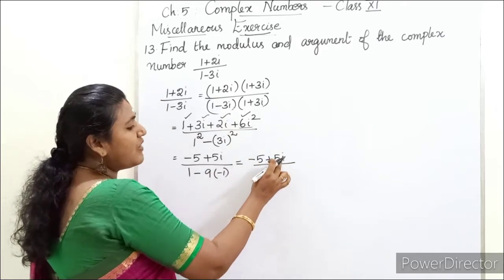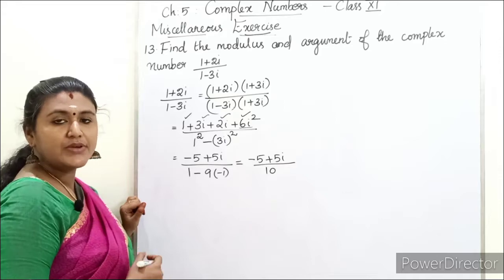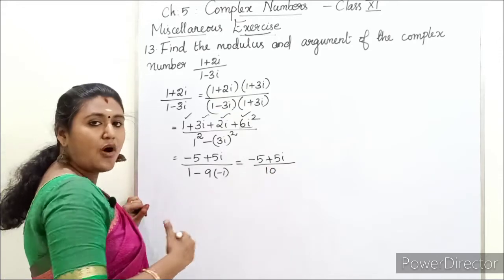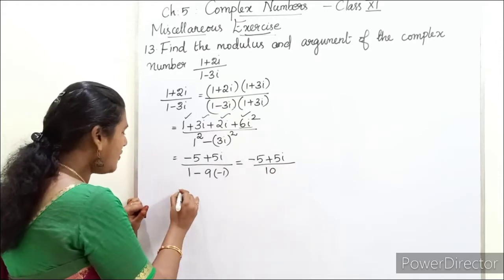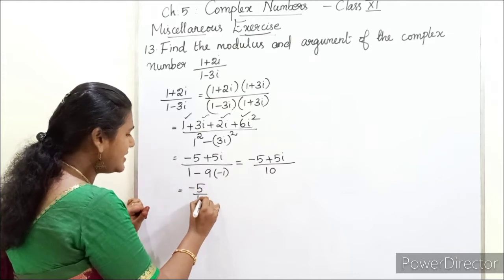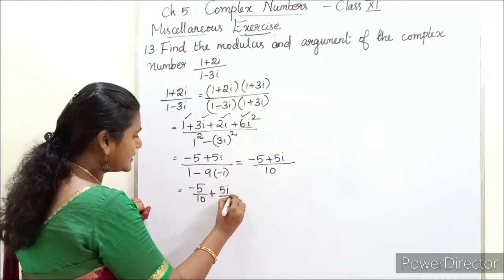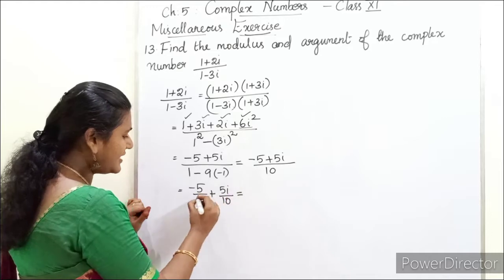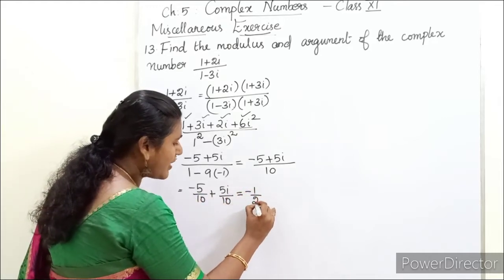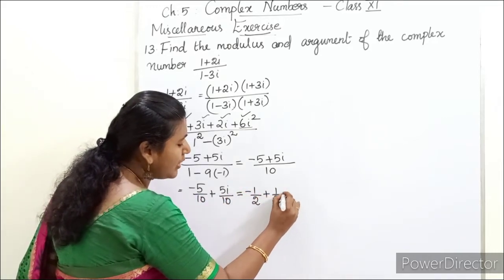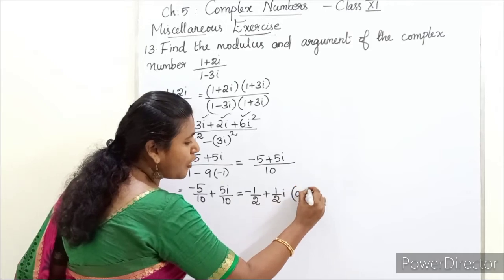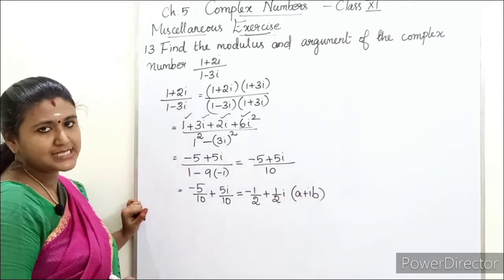So now we will divide each term by 10 because we have to express it in the form a plus ib. So minus 5 by 10 plus 5i by 10. So we can further simplify this. So you will get minus 1 by 2 plus 1 by 2 i. So we have expressed the complex number in the form a plus ib.